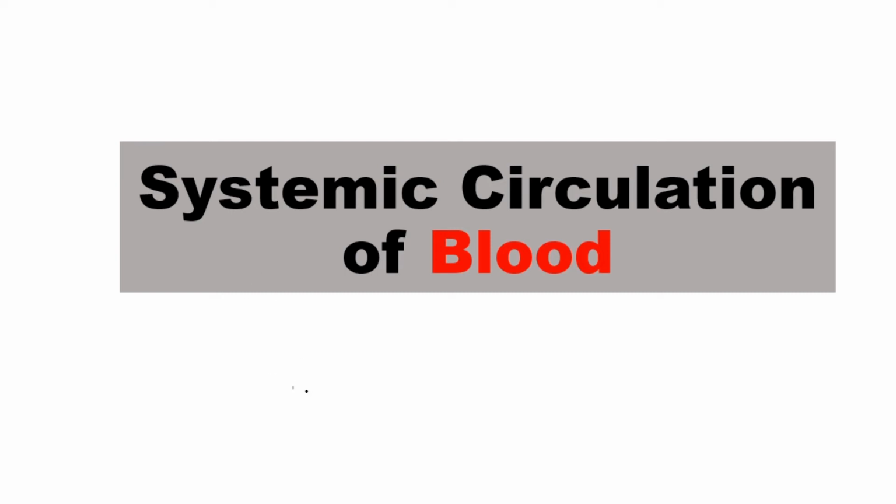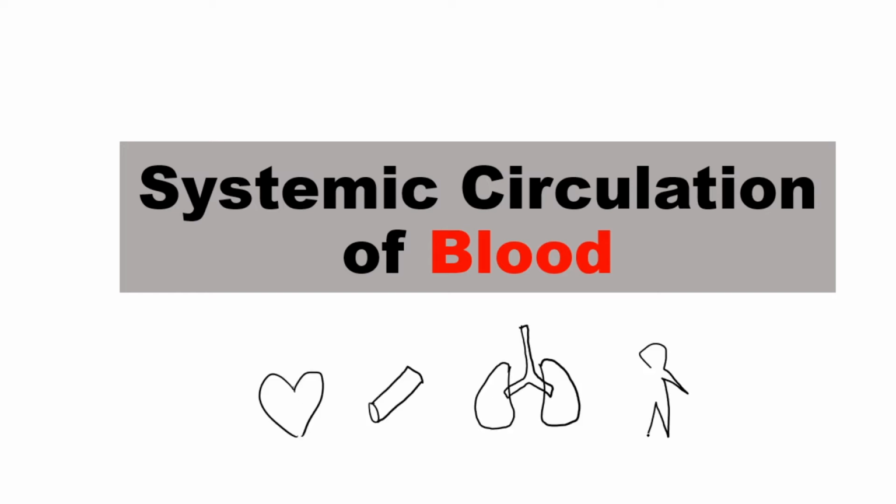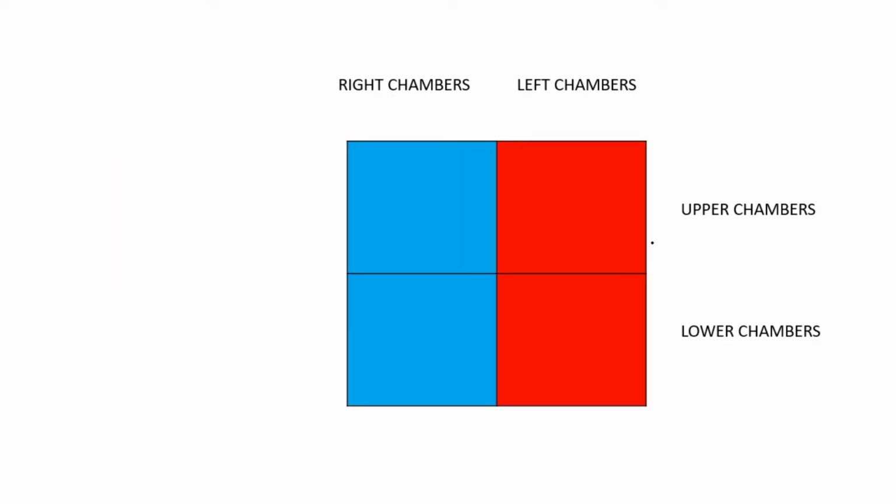This time, we will learn about the systemic circulation. This involves the heart, blood vessels, lungs, and of course the rest of the body parts. Let us start in the heart. Let us first identify its major parts.